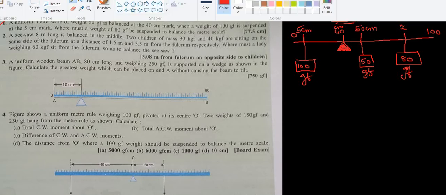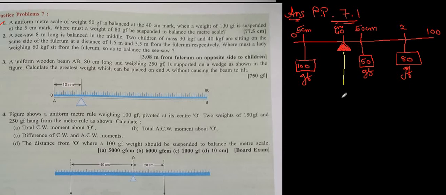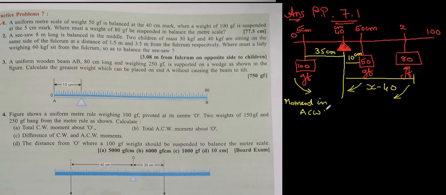Now I'm going to take another color. From here to here, it is 10 centimeter. From here to here, X minus 40. From here to here is 35 centimeter. This one is acting in this direction, this one in this direction, and this one in this direction. So this one is a moment in the anti-clockwise direction, and this one is a moment in the clockwise direction.